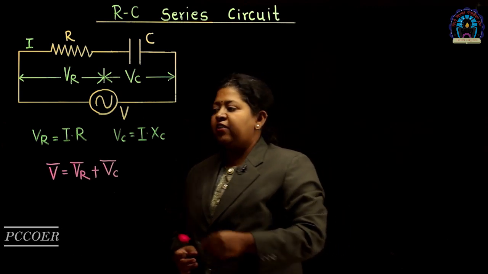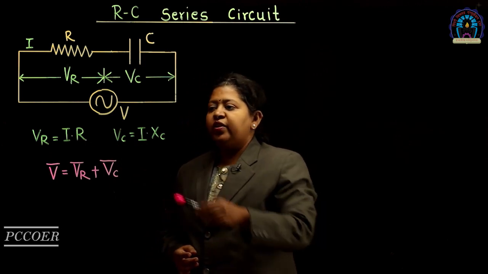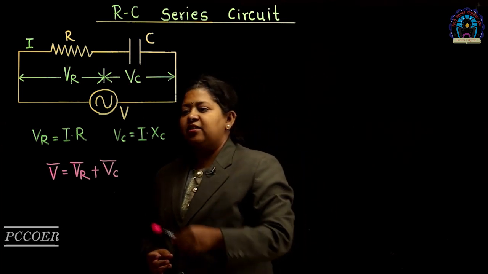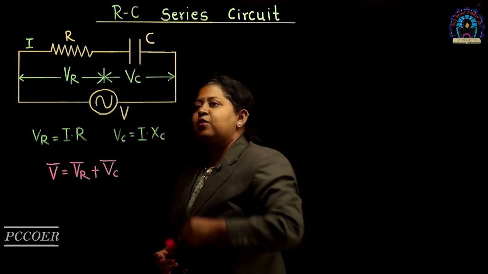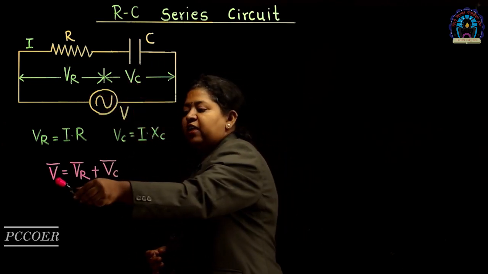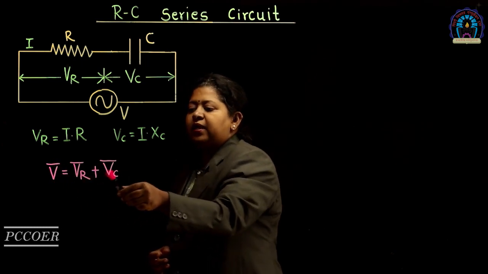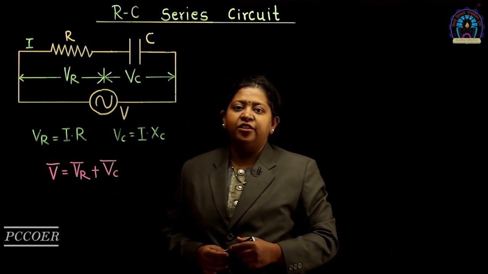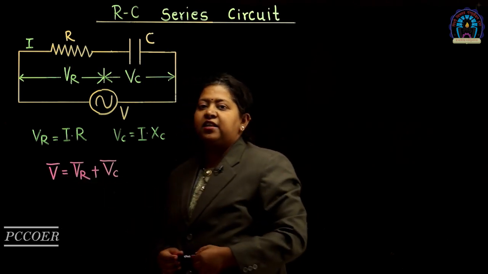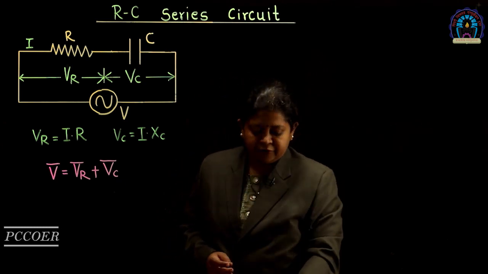By Ohm's law, we can write VR is equal to I into R. Also, Vc is equal to I into Xc. The total voltage V applied across the series combination is the addition of VR and Vc. So, we can write V bar is equal to VR bar plus Vc bar. This is a phasor addition. In order to find out the total voltage V bar, we need to draw a phasor diagram and add VR bar and Vc bar. Let us draw a phasor diagram for this.